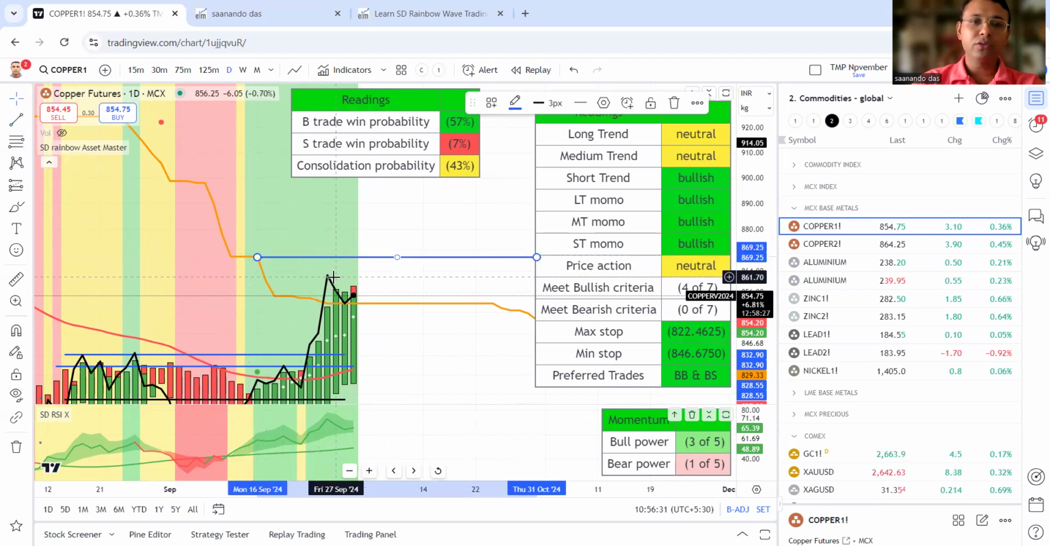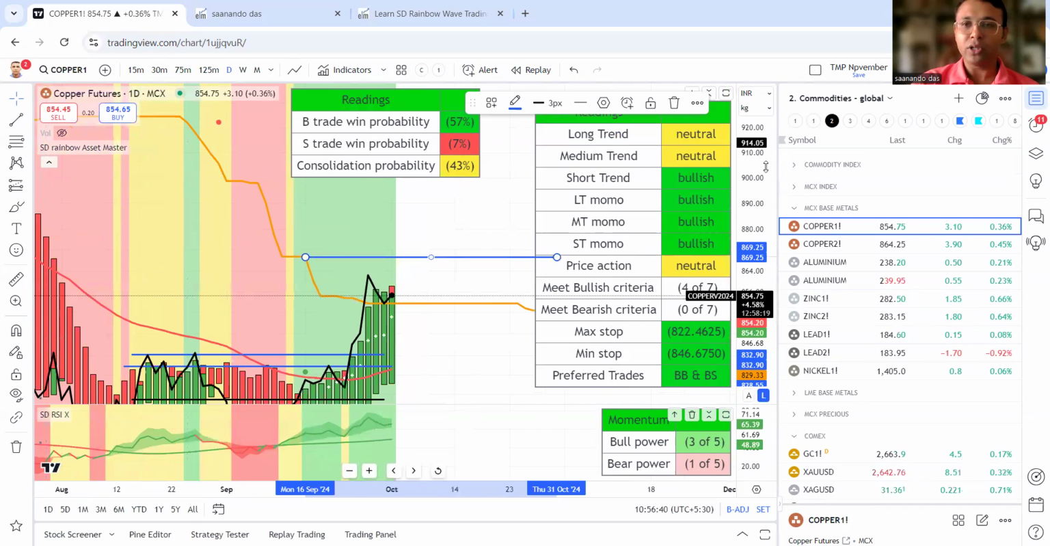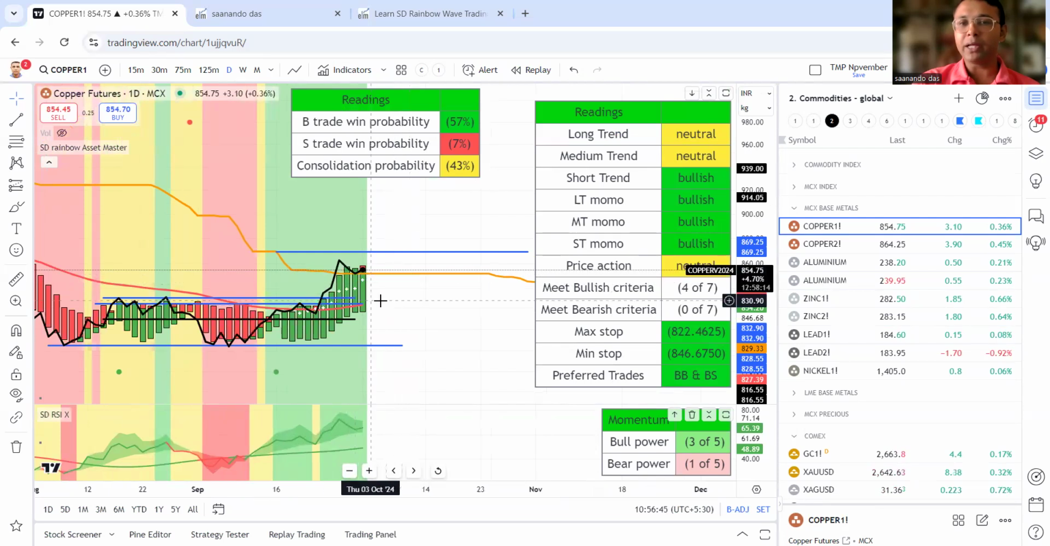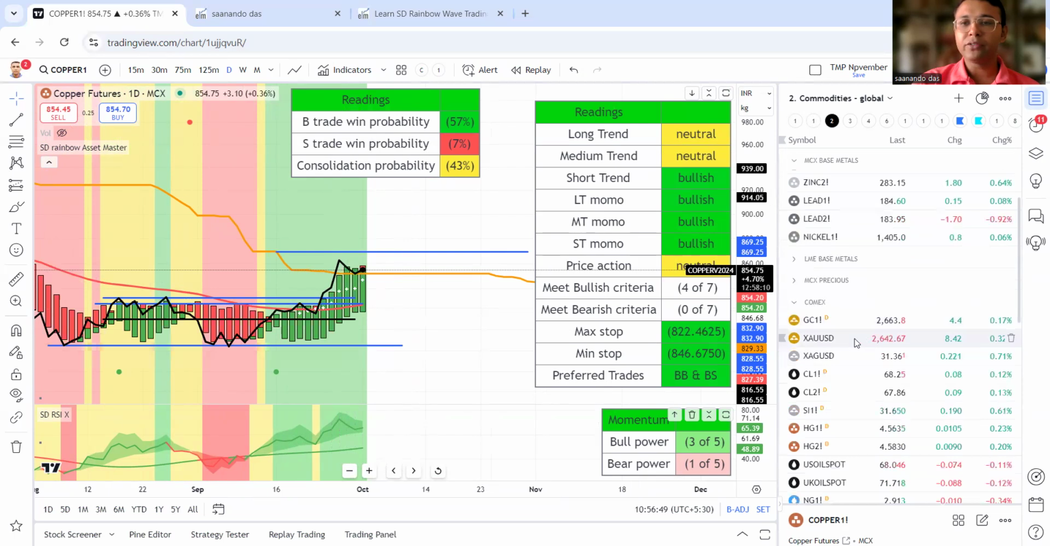So once this level is cleared, another round of firing can be done in copper as per the daily chart. So we'll be closely watching mainly price action. Once it starts bullish, how it reacts, that will be decisive.